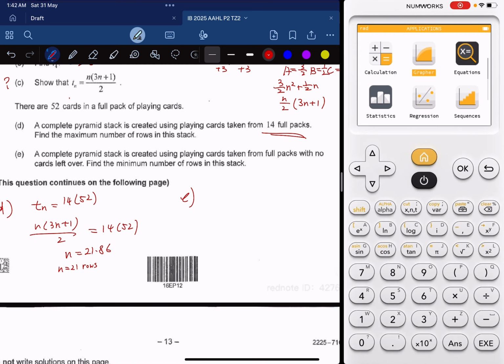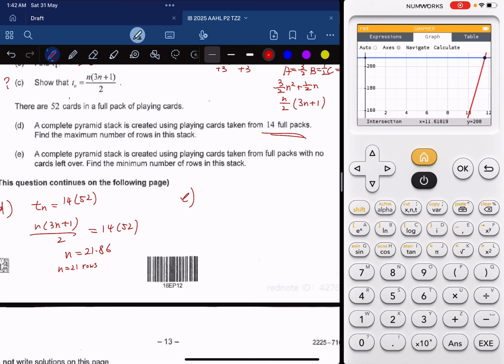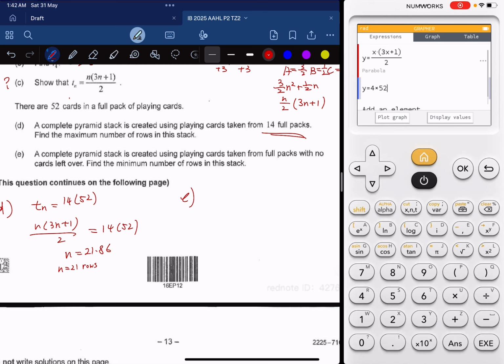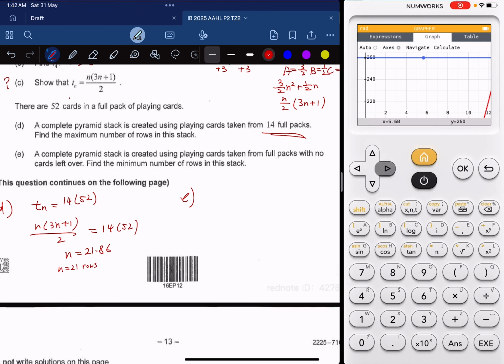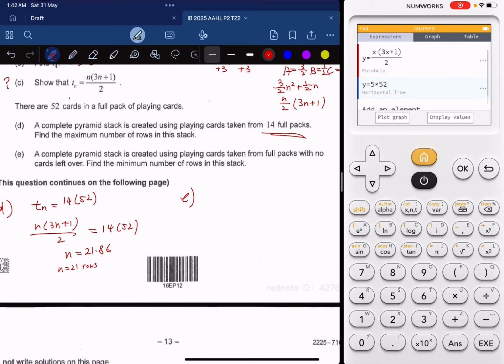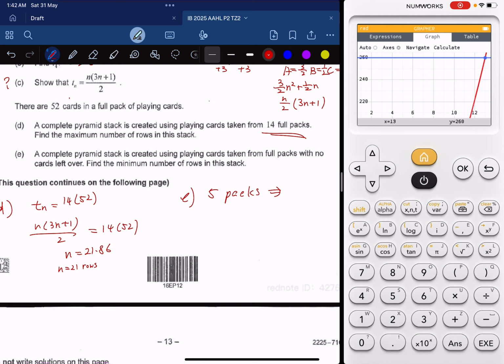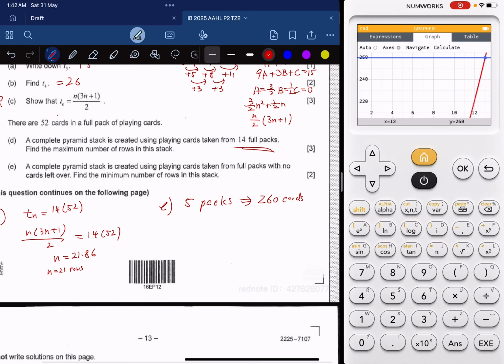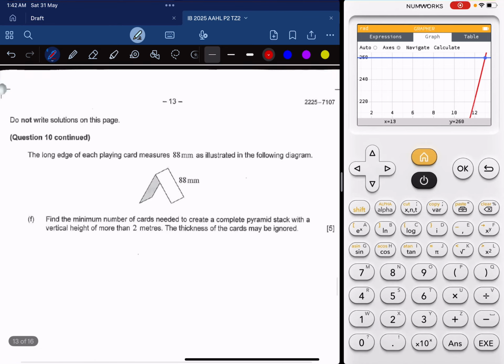Okay, so 4. 11.6, so no. So the next one will be 5. Hopefully it's less than 10. 8, it's 5, right? Is it 5? Yes, 5. So 5 is the answer for 5 packs. Which is like how many? 260. Okay, so 260 cards. Okay, so that's just a trial and error game. So done already. So 5 packs is the answer.